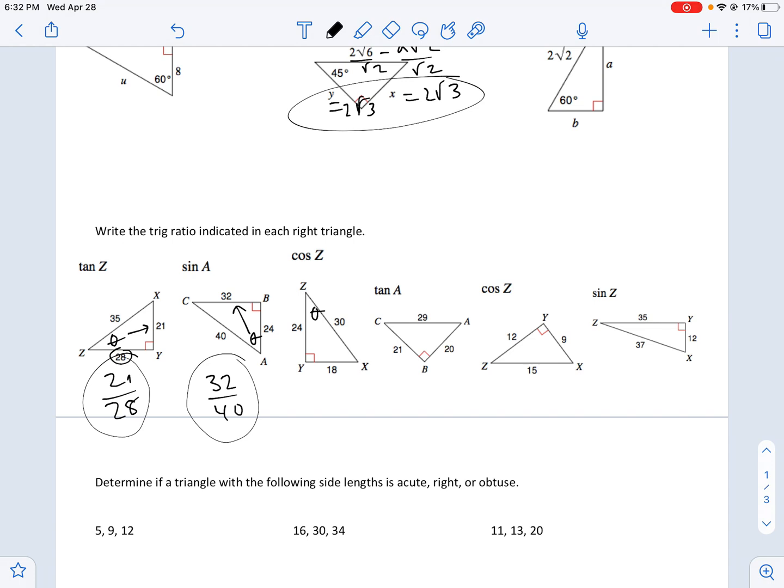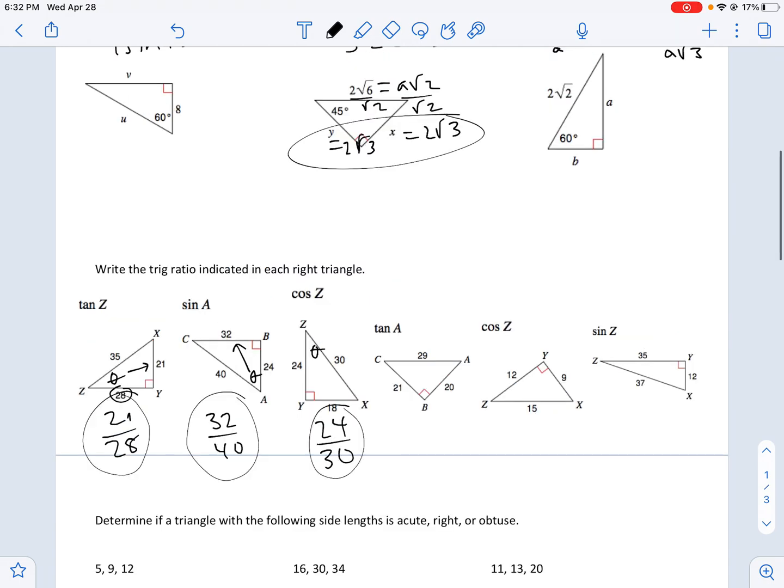Theta is here. Cosine is adjacent over hypotenuse. Theta is here at A. Tangent is opposite over adjacent, so 21 over 20. Z, theta's here. Cosine is adjacent over hypotenuse. And finally, sine Z is opposite over hypotenuse.